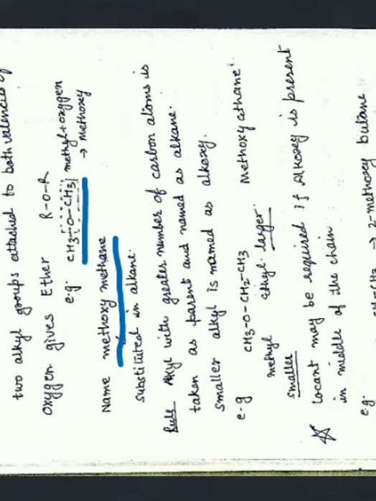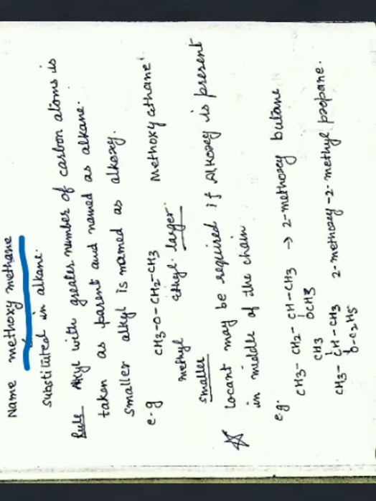Now one more case may arise when there are more than 3 or 4 carbon atoms in the bigger alkyl group, and the alkoxy part is attached somewhere in between. Now just try to study the example.